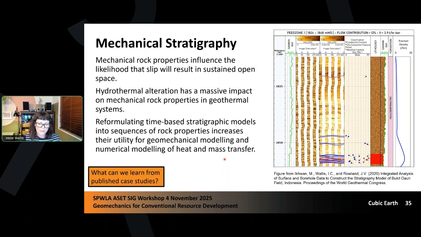And so I really advocate taking our time-based geologic stratigraphies and reformulating them into sequences of rock properties, particularly simplified sequences of rock properties, so we can use them to look at our geomechanical model results, but also they're really good for geothermal numerical models, numerical reservoir models, where we look at processes of heat and mass transfer.